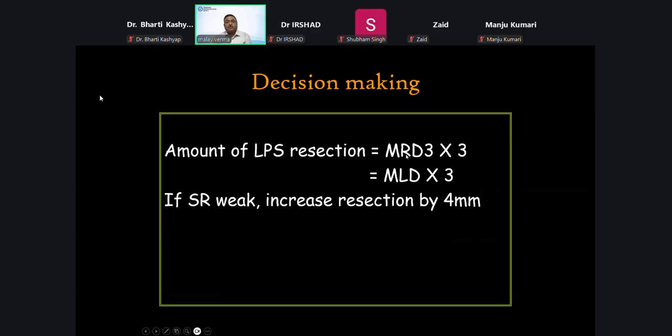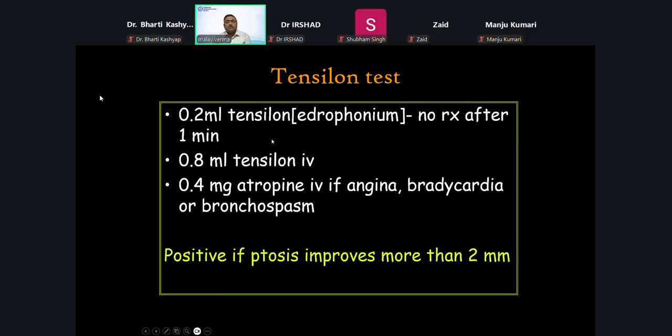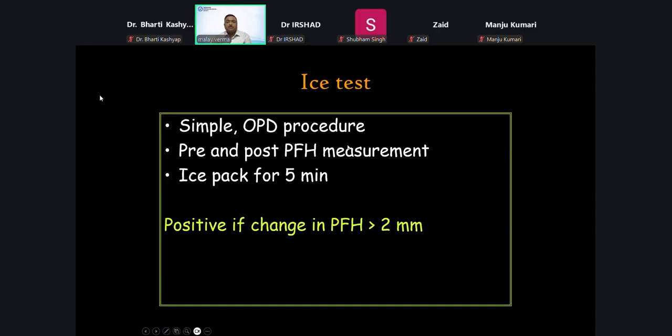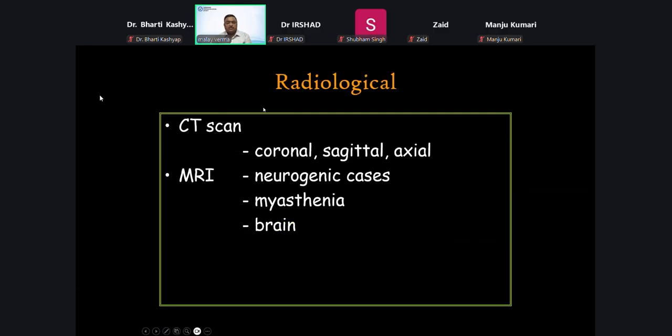Another method is the amount of LPS resection, how much you should do: MRD 3 times 3 or MLD times 3. The investigations: mostly the Tensilon test. This is for myasthenia gravis. It is considered positive if there is an improvement of more than 2 millimeter in the amount of ptosis. But more simple than that is a simple ice test. Keep an ice pack for 5 minutes over the ptotic eye, and if the change in palpebral fissure height is 2 millimeter or more, then it is positive.